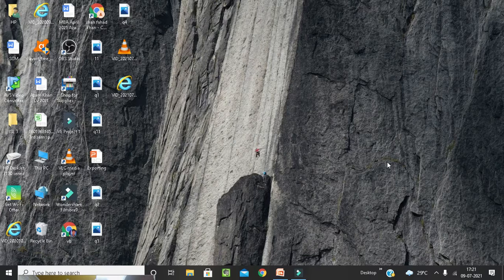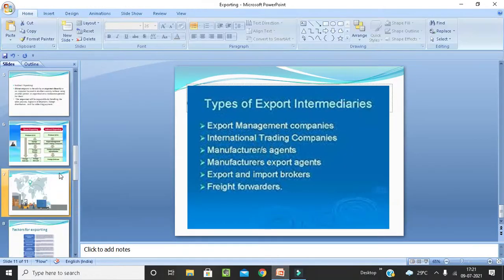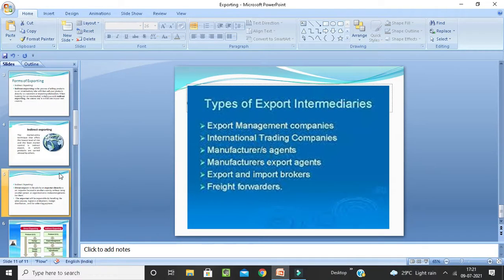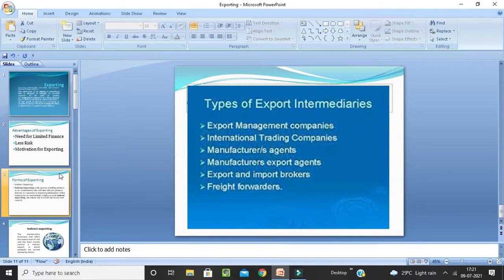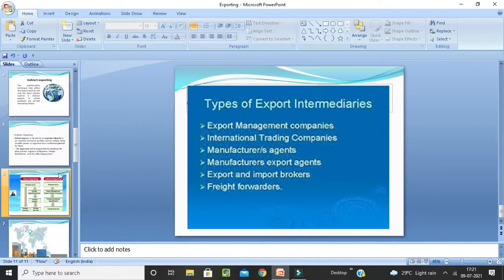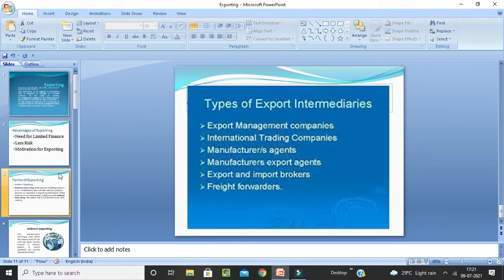Today we are going to start with our new topic from third unit, that is exporting. What is the meaning of exporting? What are the functions? What are the types and what are the forms of exporting? And how it works, we are going to learn in today's class. Just have a look on the screen.